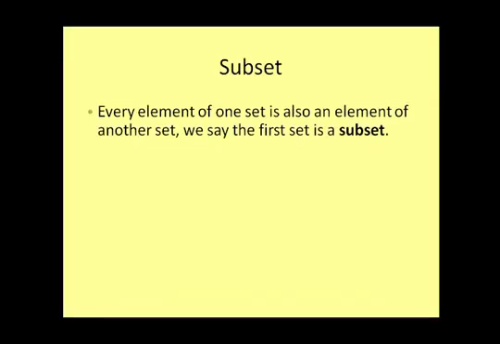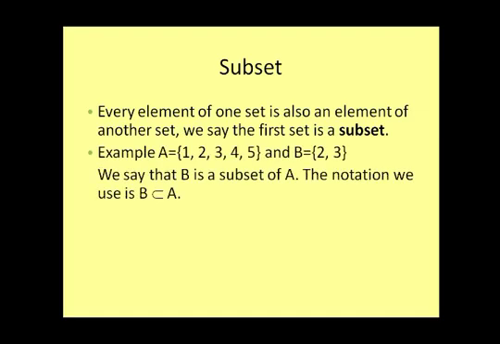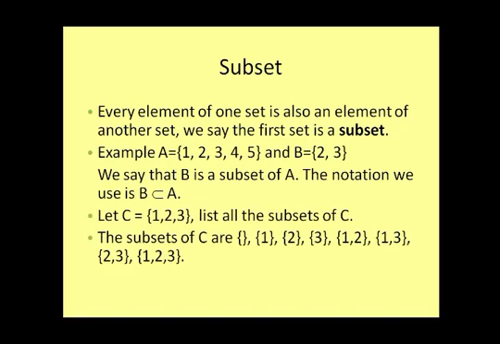Subset. Every element of one set is also an element of another set. We say the first set is a subset. Example, the members of A are 1, 2, 3, 4, and 5, and B is 2 and 3. We say that B is a subset of A, and the notation we use is B ⊂ A.